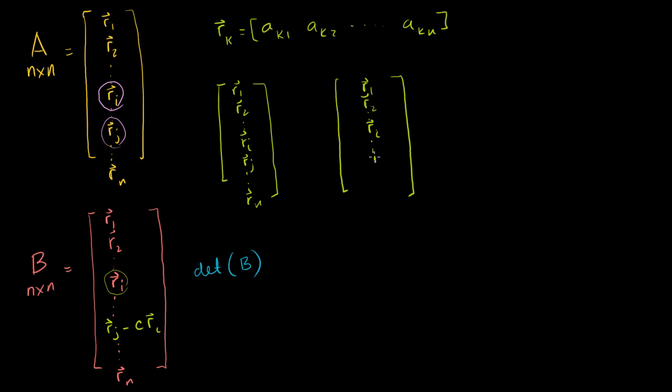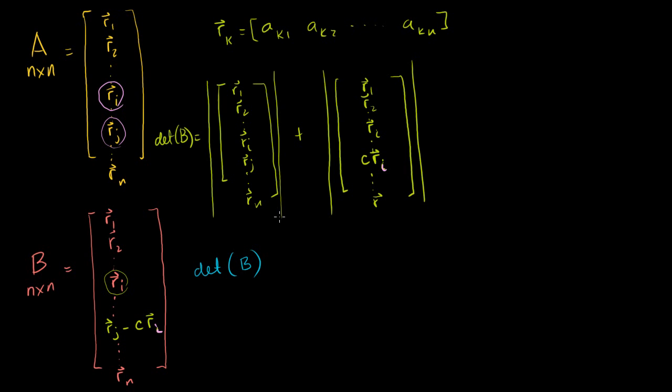Skip some more rows, and then you have C times Ri. Let me do that in a different color. This is Ri right here. So Ri, and then you just keep going down to Rn. Now, the determinant of B you could view as the determinant of this guy. The determinant of B is equal to the determinant of this guy plus the determinant of this guy.